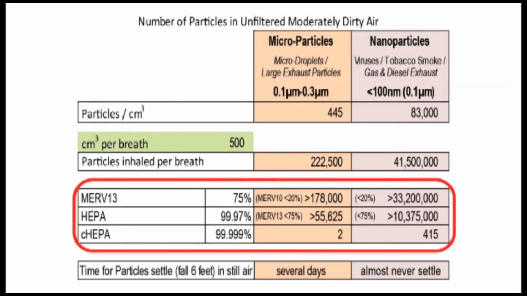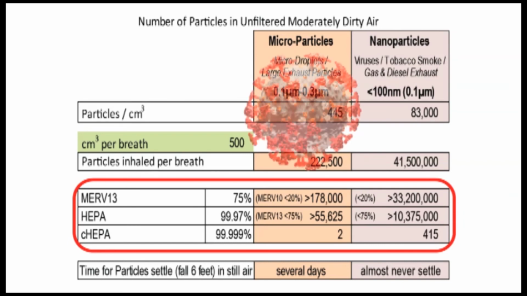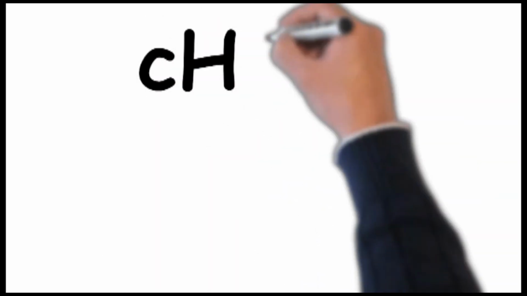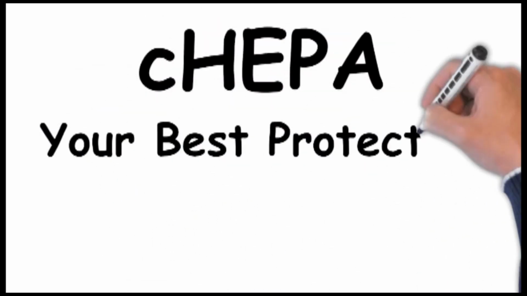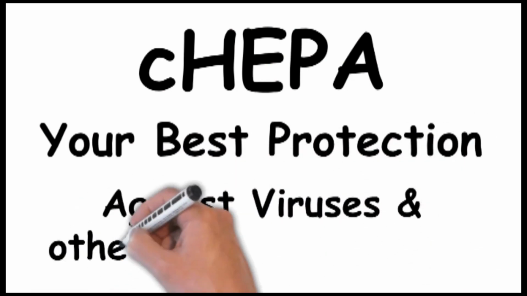You're looking at less than 415 particles per breath with the C-HEPA filter, compared to 10 million or 33 million particles per breath with the HEPA or the MERV13 filters. And remember, viruses are nanoparticles. C-HEPA is your best protection against viruses and other nanoparticles.